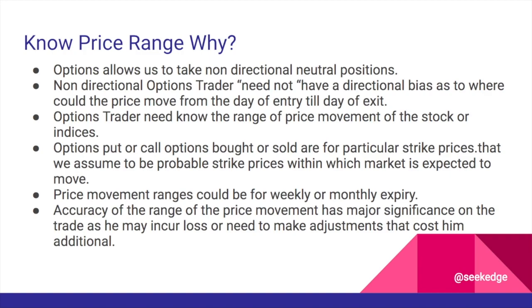So the price movement range could be for a weekly or monthly expiry. The accuracy of the range of the price movement has major significance on the profit or the loss. The trader may incur a loss or may need to make frequent adjustments that may cost him additional money if the price range is not selected correctly. It is not just the price range. There are many other factors which we are not covering here, but essentially this is the reason why the option trader would need to know a range of movement of the price.